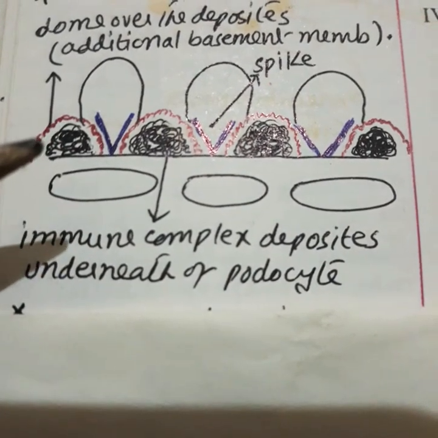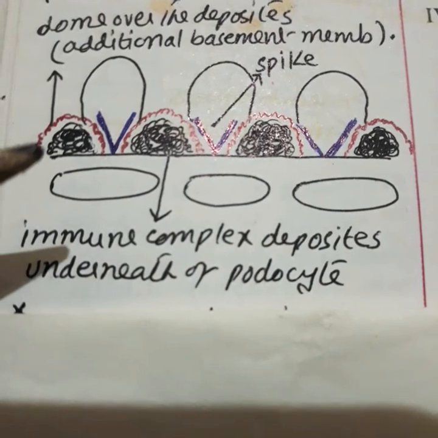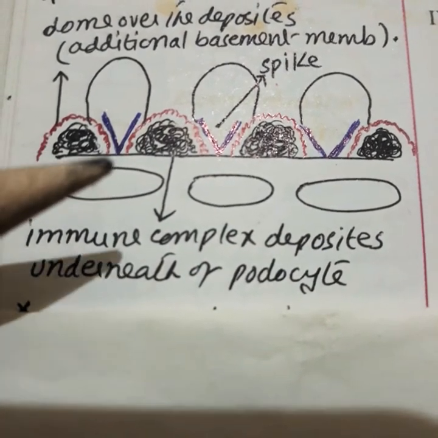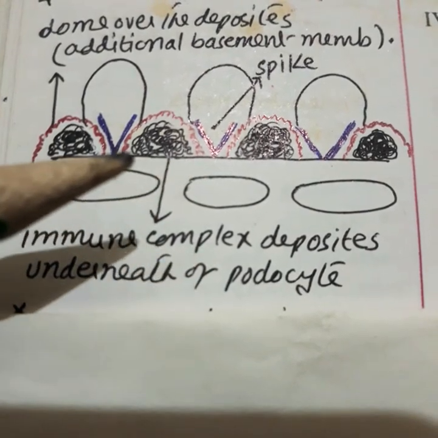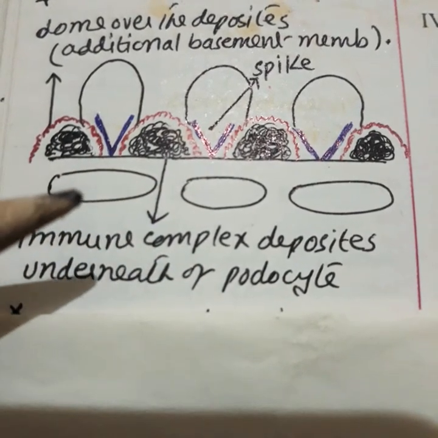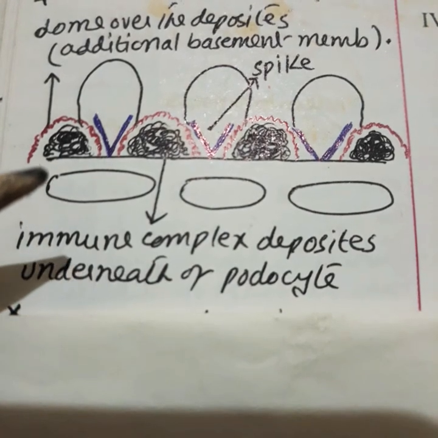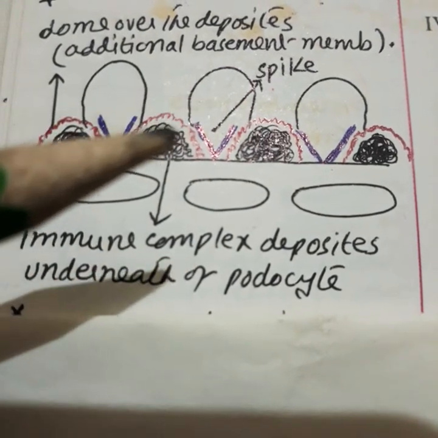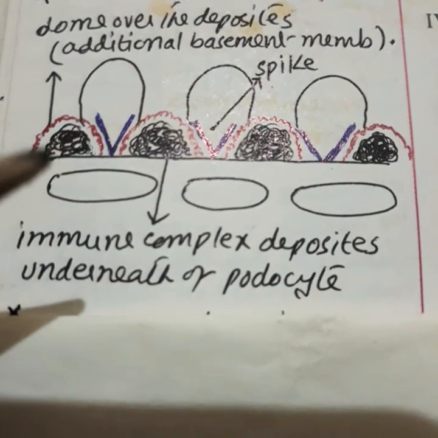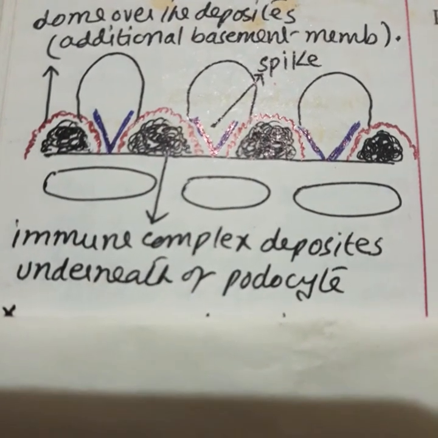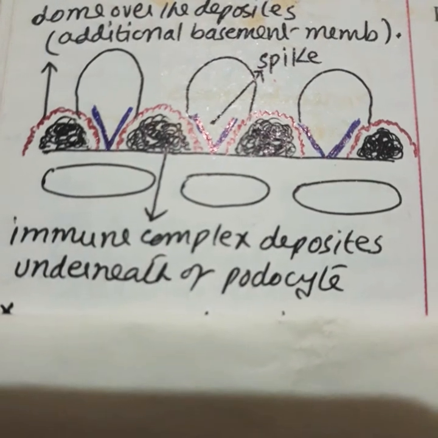That one is the dome, or the deposits, and the additional basement membrane. That one is the spike, and that one is the basement membrane. That is the endothelial cell. Spike, dome, spike, dome. So it gives an appearance called spike and dome appearance.